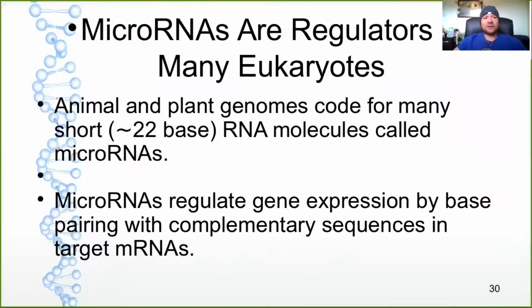Now, I'll briefly talk about microRNAs. Eukaryotic cells, and we, humans, consist of eukaryotic cells, animals and plants are all eukaryotic, code for many short RNA molecules known as microRNAs, so little pieces of RNA. We make the messenger RNA, which goes to ribosomes to make proteins, but we also have other RNAs that are coded for, known as microRNAs, about 22 bases in length. These microRNAs can regulate gene expression by base pairing with complementary sequences in target mRNAs.